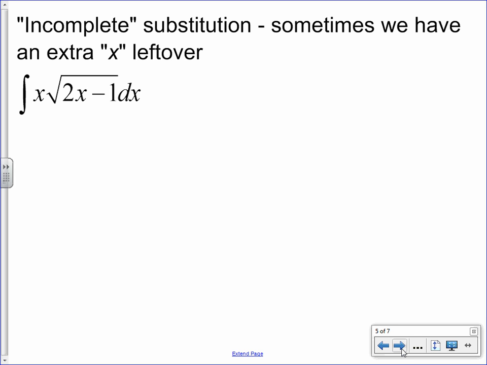Okay, so this isn't the official name of it, but Mr. Griebel and I call it incomplete substitution because we have some left over that we have to work with. It's like a remainder. Sure.